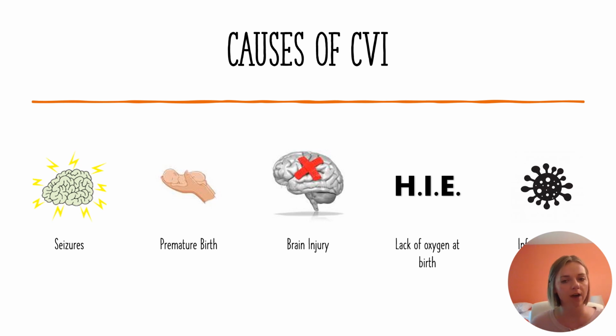HIE is lack of oxygen at birth, and this is hypoxic ischemic encephalopathy. So this is just if a little one is born maybe with a cord wrapped around their neck and they can't breathe and they aren't getting oxygen to the brain, so their brain is damaged and they're unable to use the vision portion of their brain. And then lastly, any sort of infection. So if a child is exposed to infections or anything sickly while they are in utero. So if the mother has a disease, a sickness, an illness, anything really serious, that could cause the child any sort of brain damage.